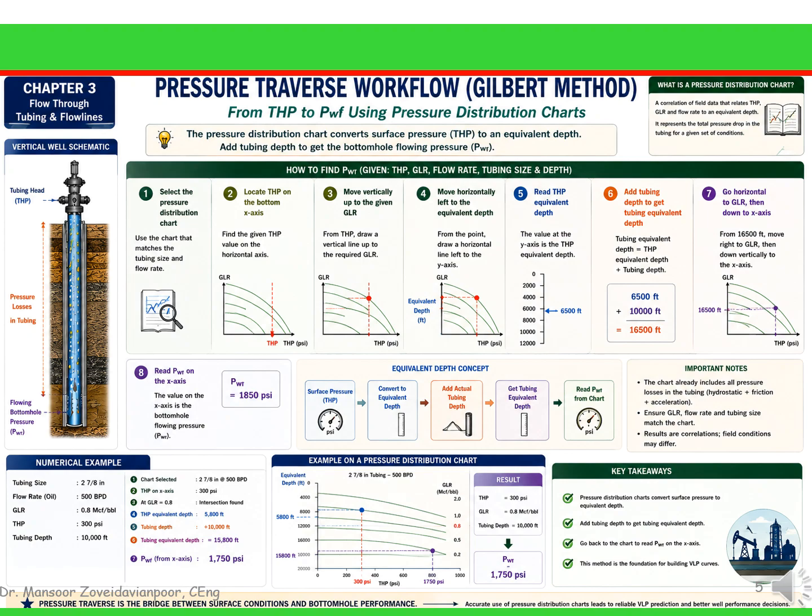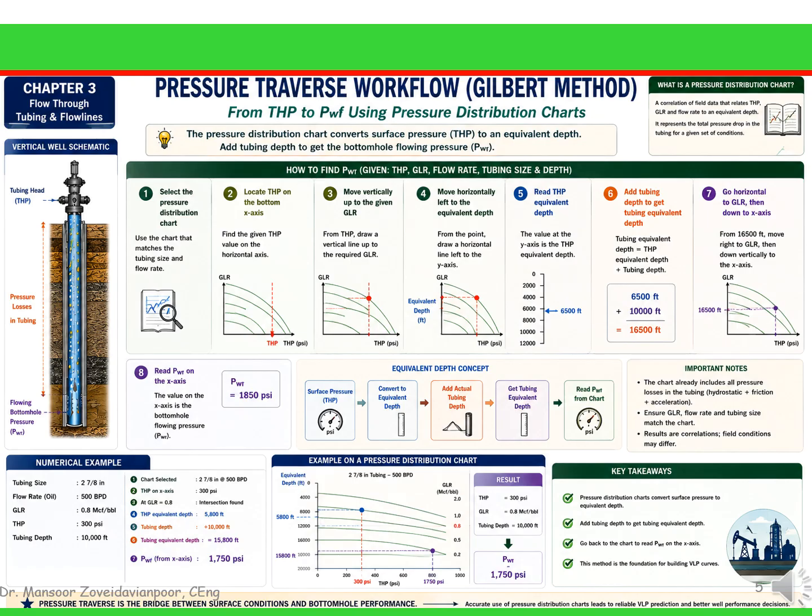We begin with the known tubing head pressure. Using the appropriate pressure distribution chart for the tubing size and flow conditions, we locate the operating gas-liquid ratio and move through the chart to determine the equivalent depth. We then add another section of tubing, calculate the new equivalent depth, and repeat the process. Step by step, we march down the well until we reach the total tubing depth. Finally, we return to the chart one last time to read the corresponding flowing bottom hole pressure.